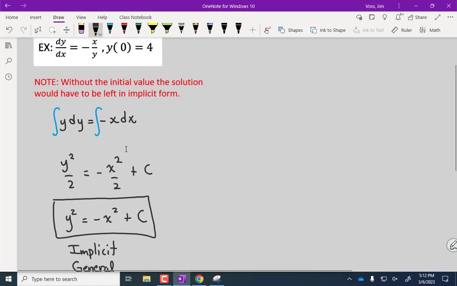So there is our implicit. If we want our particular, y of 0 is 4. So that says that when x is 0, y is 4. So we plug in x equals 0, we plug in y equals 4. We get that c is equal to 16. So if we put everything on one side of the equation, we're going to get that, which is a circle. With the radius.